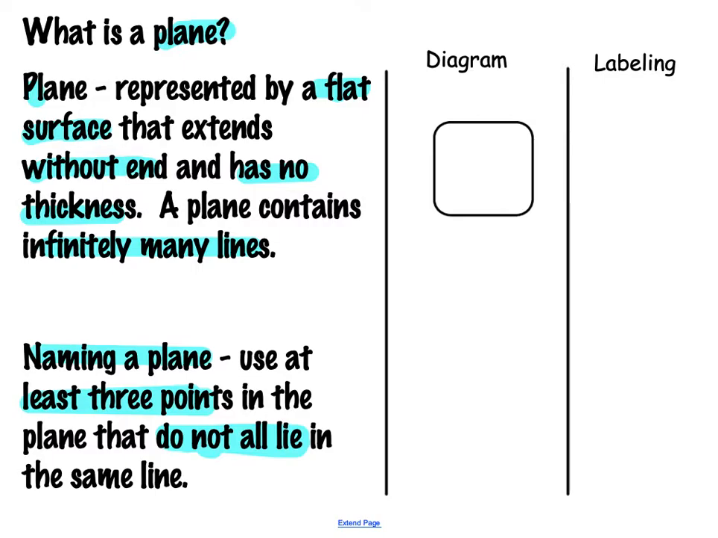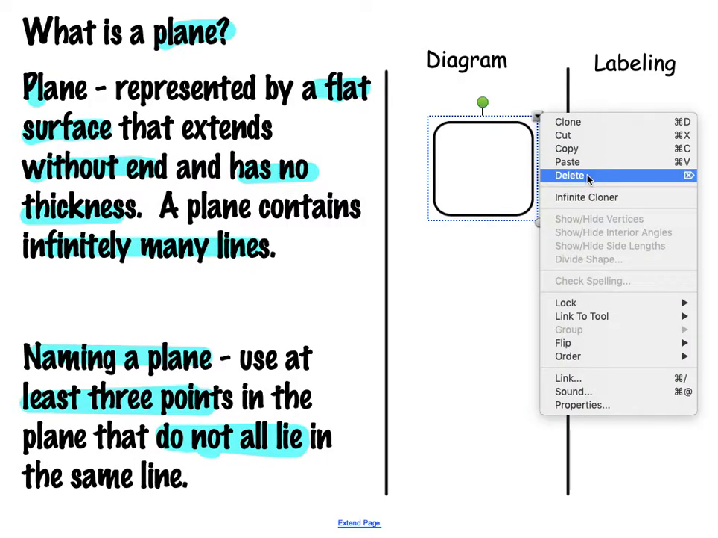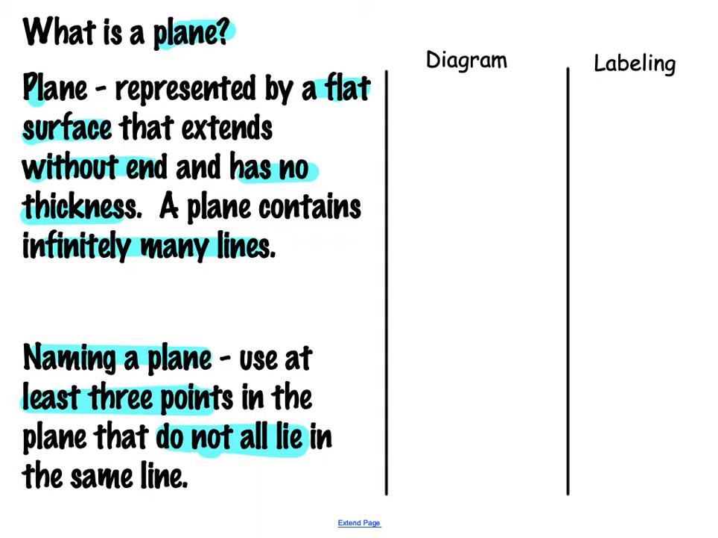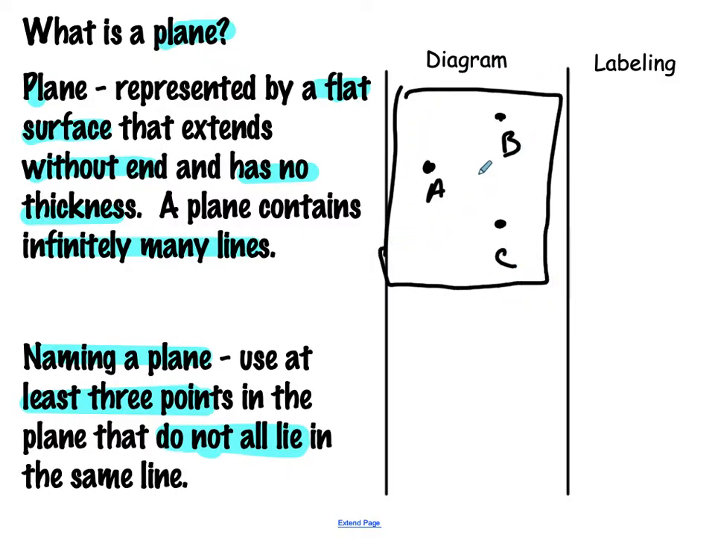So for example, let's erase this very quickly, and then I will go back into it. In order to have a plane, you need to use at least 3 points that don't lie in the same line. So let's name this point A, this point B, and let's have a point C. So this is a plane in itself, and when you label it, you say plane ABC. The reason why this is a plane is because it has 3 points that do not lie on the same line. Plain and simple.